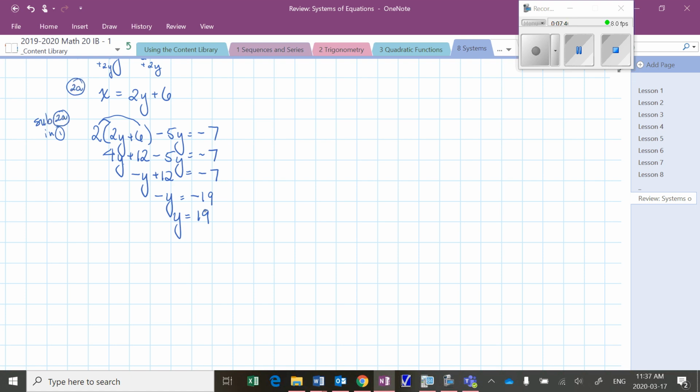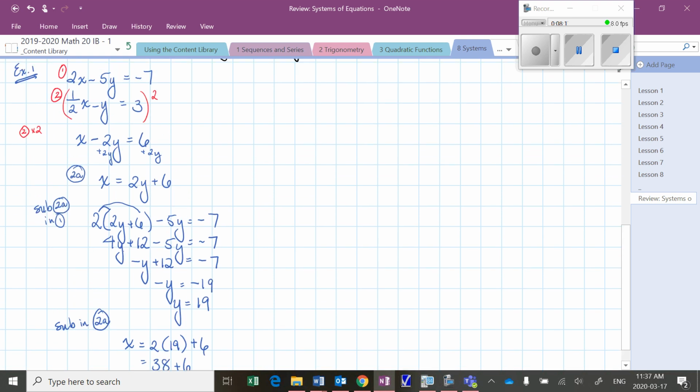19. So of course that's not our solution because we're looking for x as well. So now we can sub that into 2a to quickly figure out what our x is. So x is equal to 2 times 19, or 2y, plus 6, so that is 38 plus 6, also known as 44. So just to double check then, we think x is 44 and y is 19.